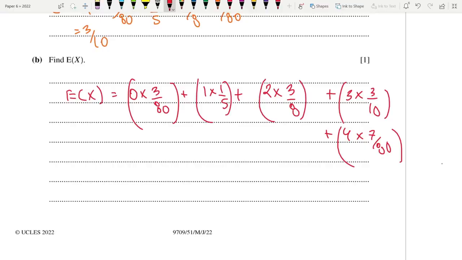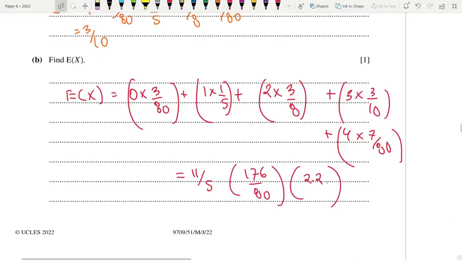11 by 5. Okay, it gives an answer of 11 by 5, which is 176 by 80. This can also be written as 2.2, right? So that's that.